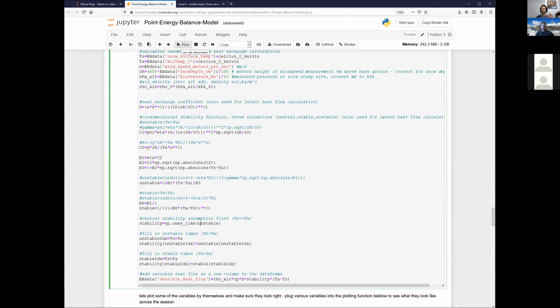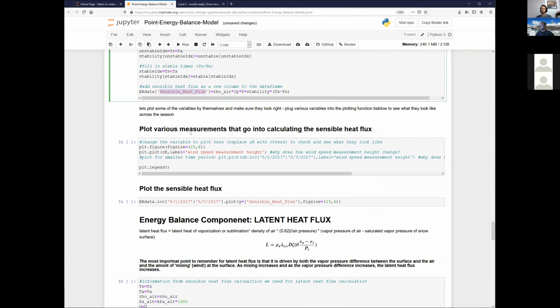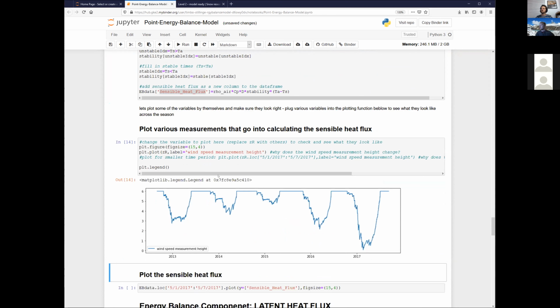So when we run this, we calculate our sensible heat flux. What I want to do now is look at the few different measurements we used to get to the sensible heat flux, and plot some of them. The first one we're going to plot is this wind speed measurement height, ZR. This is over the full period of time that we have measurements for, these 5 years. We're looking at the height that we're measuring the wind speed.